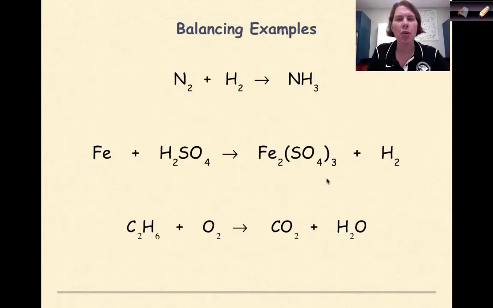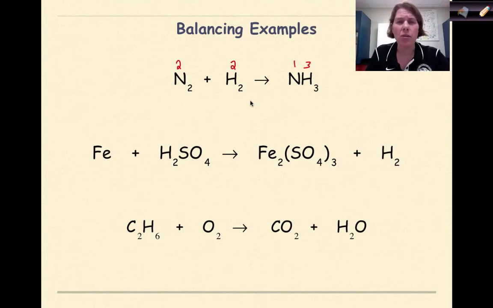Let's do a couple more examples. Let's look at this first one here. Diatomic nitrogen, diatomic hydrogen, and ammonia. First thing that I'm going to do is count the number of elements that I have. So I have 2 nitrogens, 2 hydrogens, 1 nitrogen on my product side, 3 hydrogens over here.